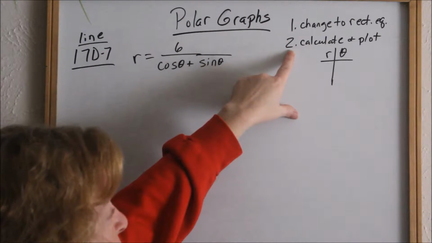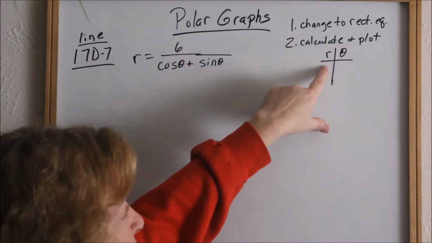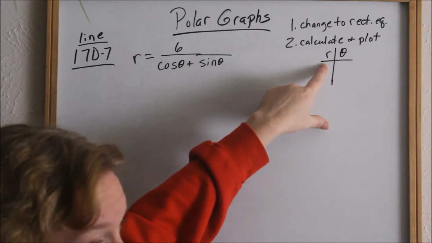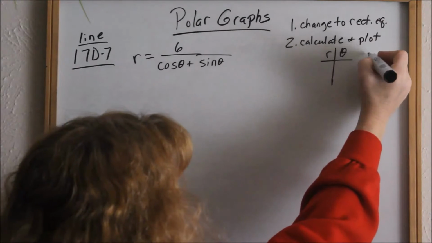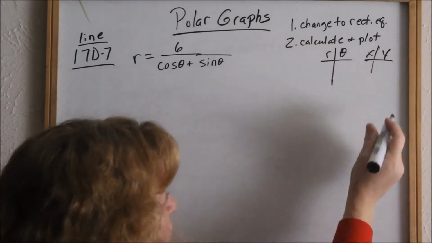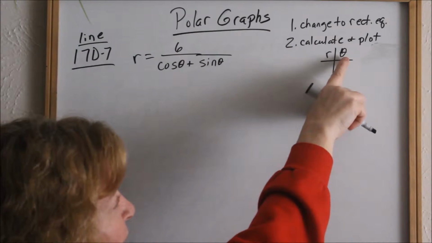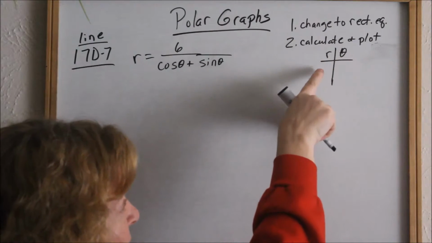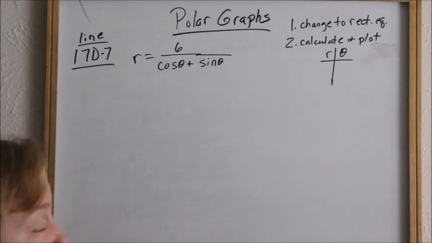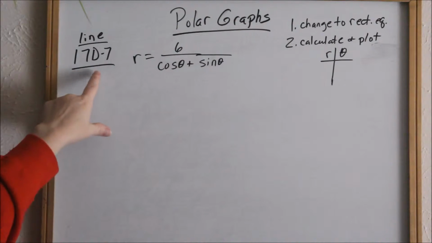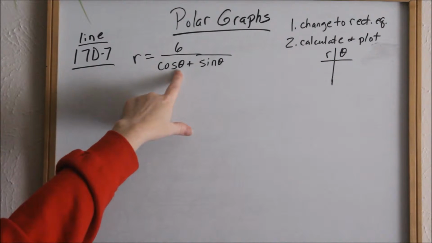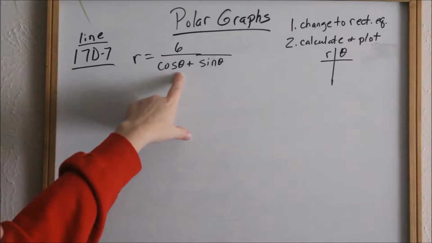Or two, you can calculate and just plot values for r and theta, just like we used to make an XY chart when it was rectangular coordinates. You can do the same thing for r and theta. You would basically pick values for theta and then calculate the r's. I'm going to do it both ways. So on 17D7, I'm going to change this into a rectangular equation.